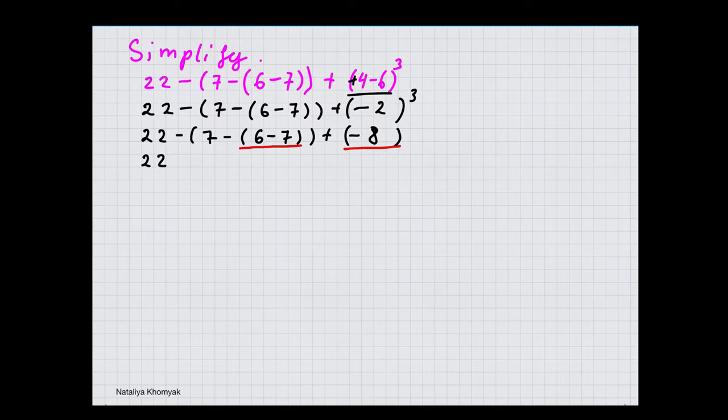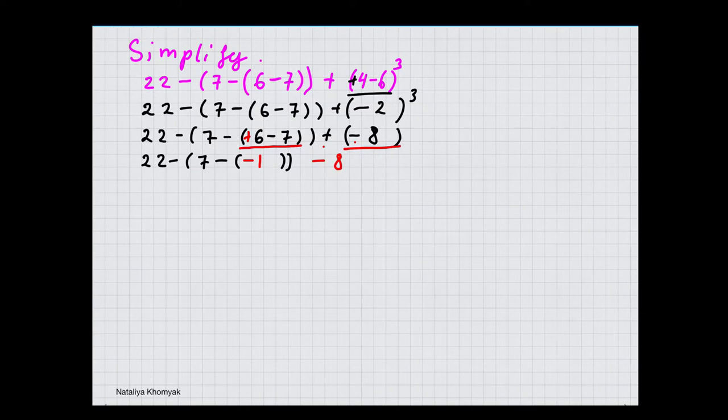So we have 22 minus 7 minus 6 minus 7, 6 is positive. The difference between 6 and 7 is 1. And we have more negatives, so it's negative 1. Positive times negative, we have minus 8.